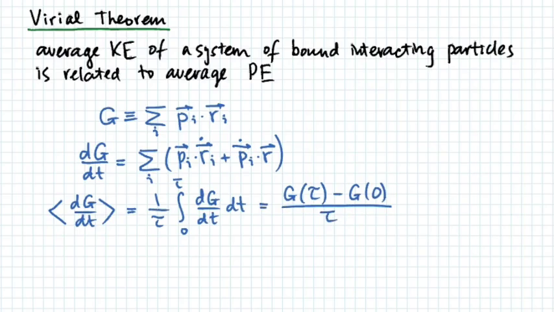Since we are taking an average over long periods of tau, it's easy to see that for a bound system, this quantity will tend to go to 0. Thus, we get the following result, that a long time average of G dot is 0. This requirement can be relaxed, that we are taking the average not over long periods of time, but rather over a large ensemble of particles.